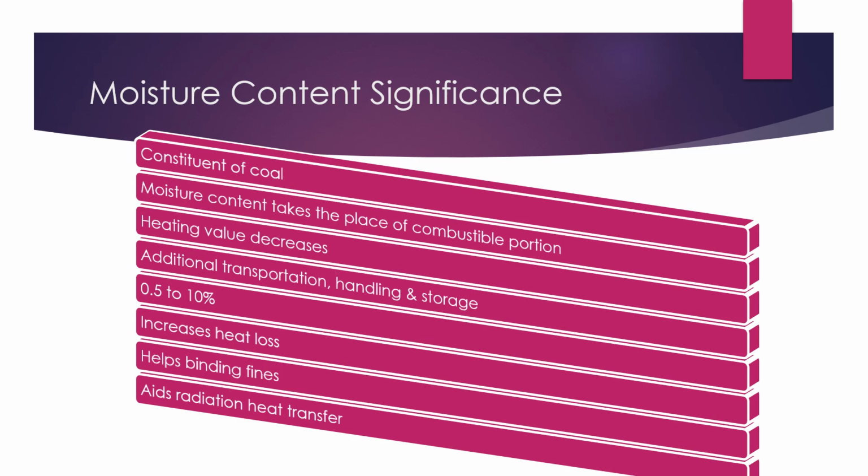Moisture content adds to the transportation, handling, and storage costs of coal. Heat loss or enthalpy loss of coal increases due to moisture content. The moisture present in coal absorbs some amount of heat from the combustion of coal and gets converted into steam. This steam also absorbs some amount of heat and gets converted into superheated vapor. This superheated and saturated steam also helps in radiation heat transfer.